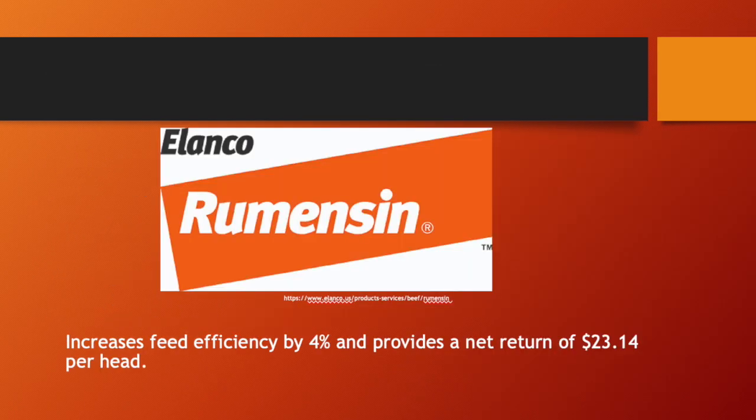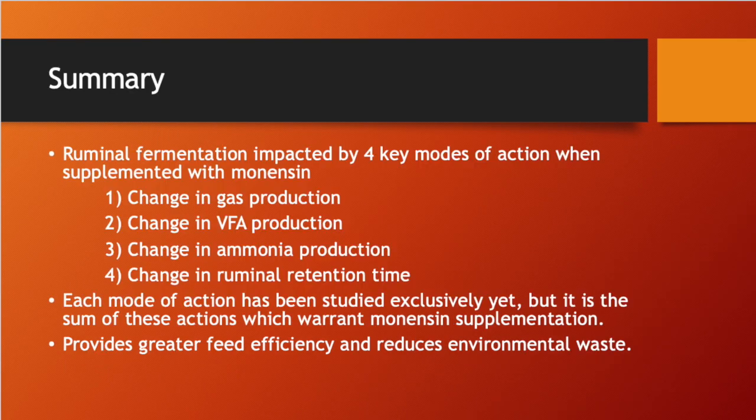As I said before, monensin is commercially sold as Rumensin, and they advertise that this product, based on the studies that they've done, increases overall feed efficiency by 4% and provides a net return of $23.14 per head.